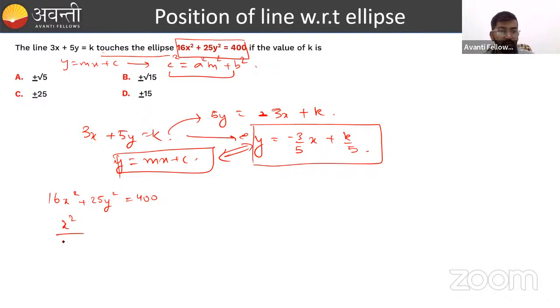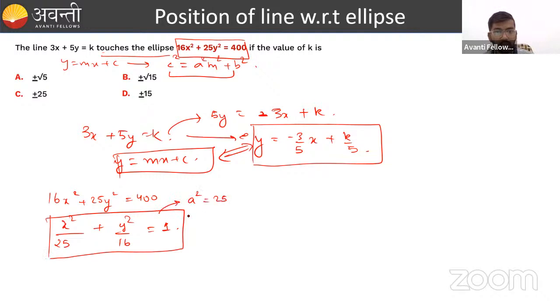16 by 400, how much is it? 16 into 25 is 400. This becomes x square upon 25 plus y square upon 16 equals 1. Okay, so this is the standard reduced form. So here a square is 25, b square is 16. So you get the value of a square and the value of b square.